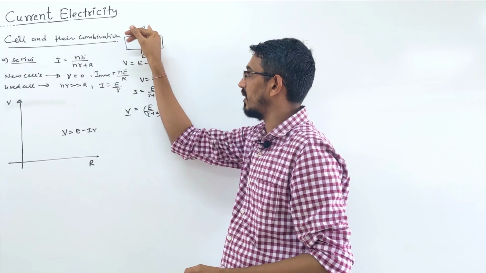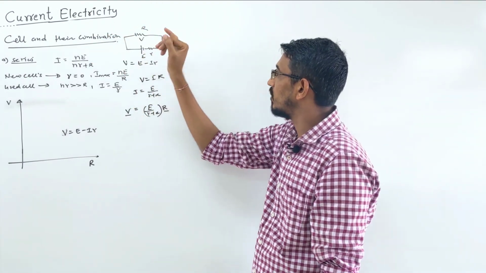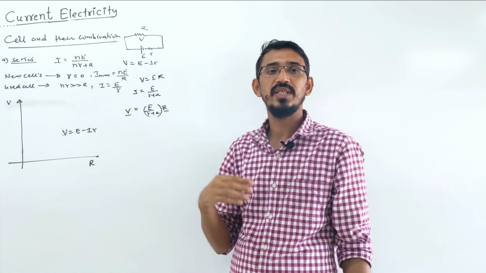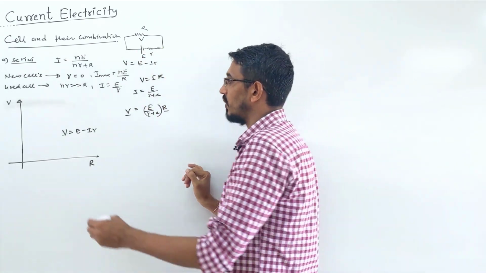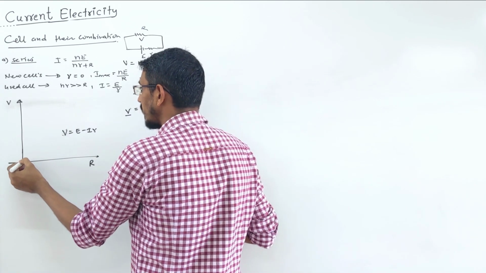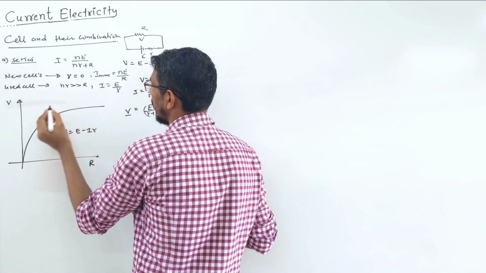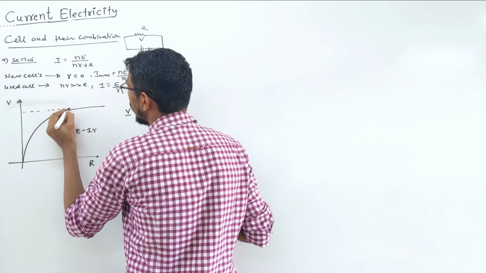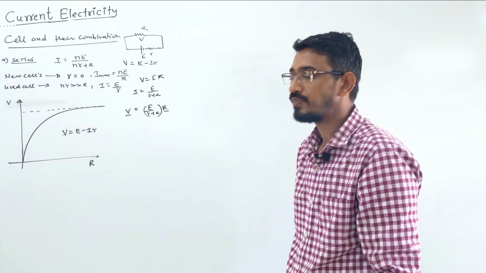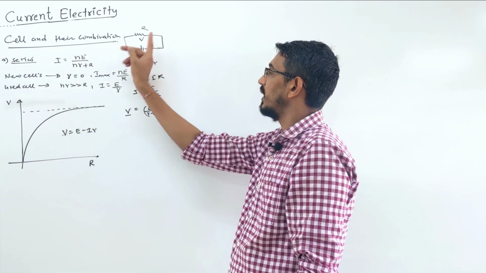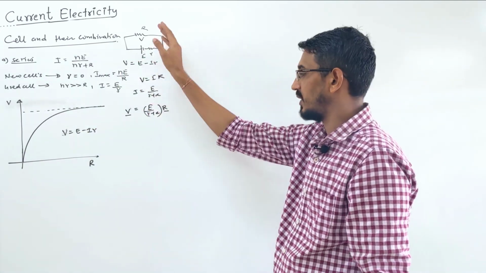We are finding the potential across this resistance. You have a resistance R, and you want to know how the potential across this resistance will vary when you increase that resistance R. Initially the potential will increase, then it becomes constant. After that the potential across that will not increase at all, correct? So this graph you can draw in the discharging case.